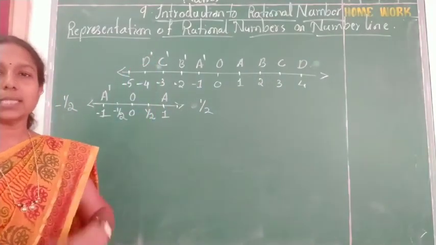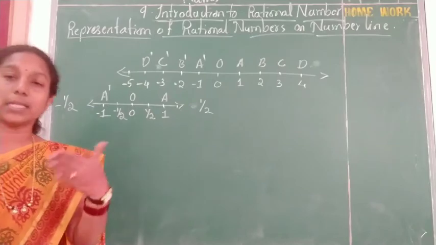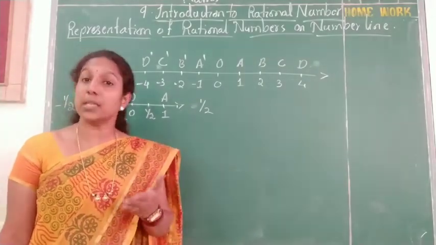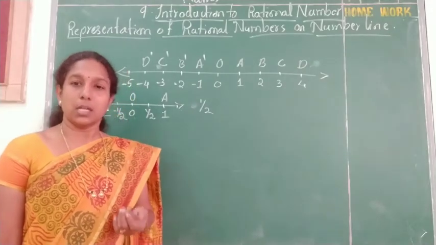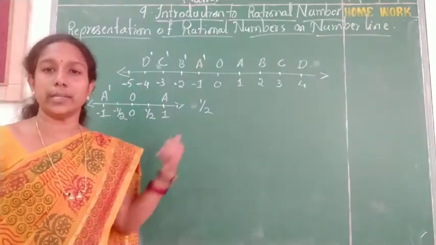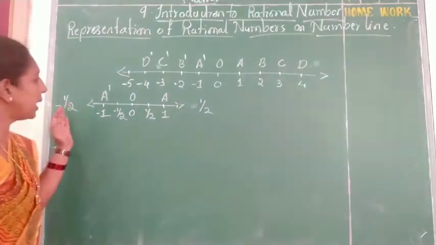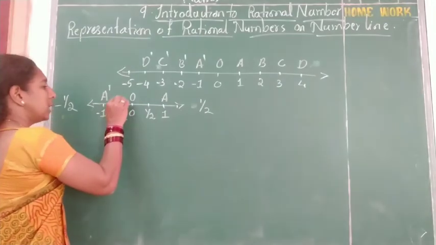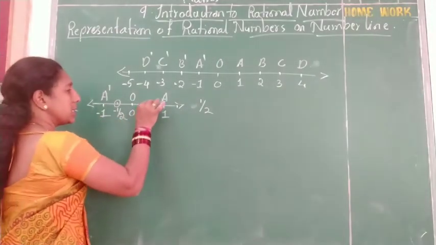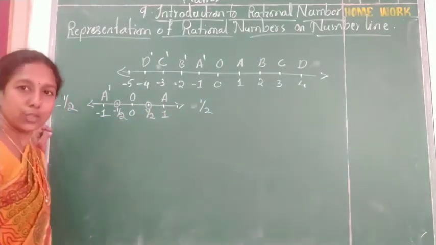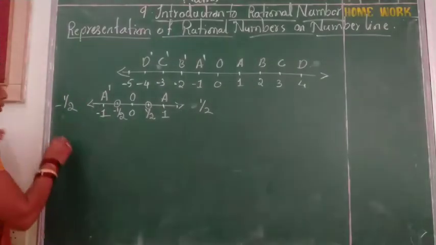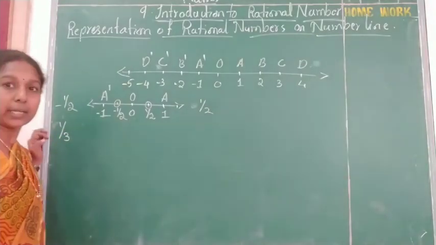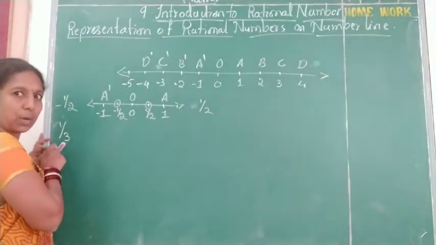This is to understand much better, because sometimes improper fractions also come to be represented. During such situations we need that. So like this I represented. This is the point that is representing -1/2, and this is the point that is 1/2. Now let me take one more fraction, that is 1/3. I will tell you how to do that. This is also a proper fraction.